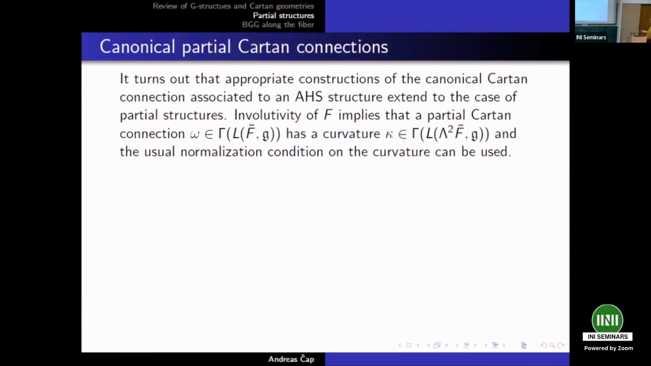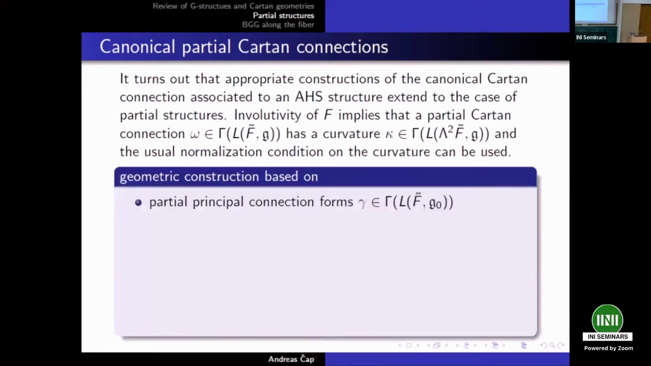And then it turns out that if you use the right construction for canonical Cartan connections, then they extend to partial structures without too much change. So the first important bit is the involutivity of F. I said that already in answering Arman's question. So this allows you to define, in particular, the curvature of a partial Cartan connection. And this curvature is a partially defined two form with values in g. And so you can use the usual normalization condition because this bundle here is induced by L(g_-1, g), and so on and so forth. So you can just use the usual normalization conditions. And you also have the geometric interpretation if you prefer the construction via distinguished connections. So you can do the construction based on partial principal connection forms.